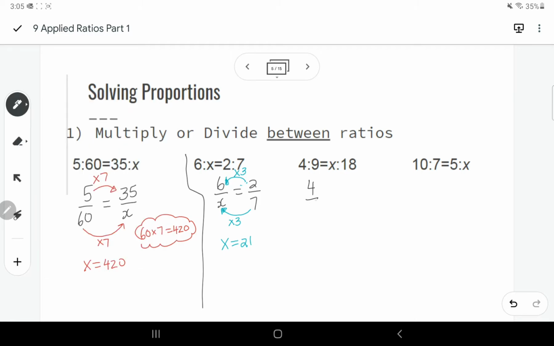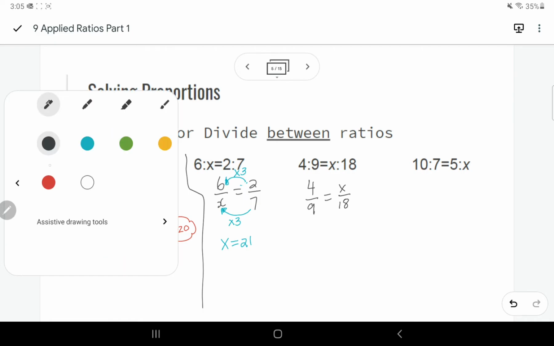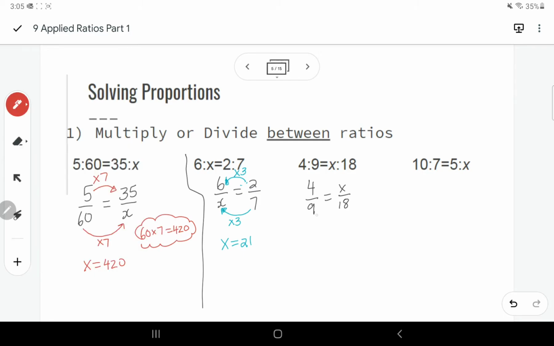Setting up the next one, 4 over 9 equals x over 18. So I'm going to point my arrows to the x, and they have to go in the same direction. From 9 to 18, what did I do? I did times 2. So I have to do the same thing going from 4 to x. So 4 times 2, I get x equals 8.